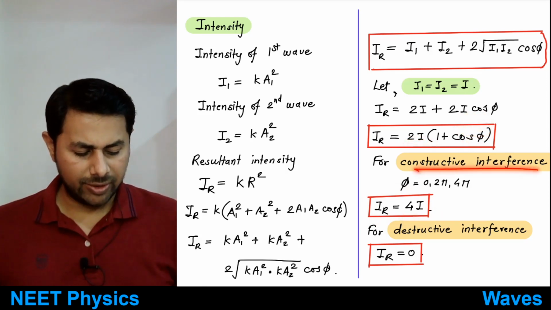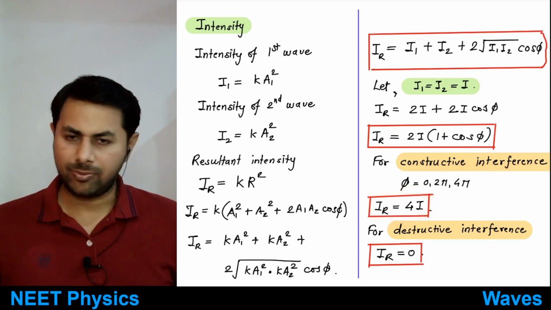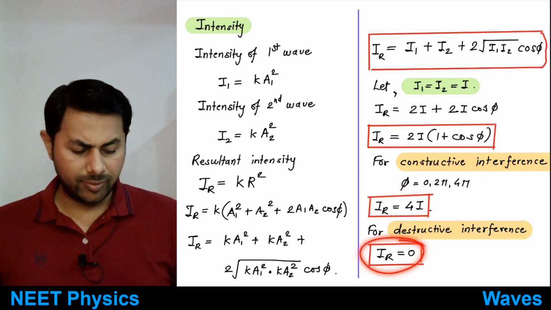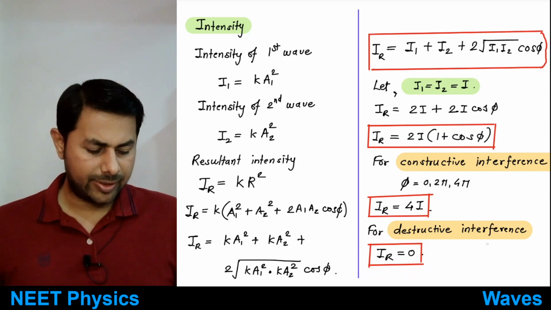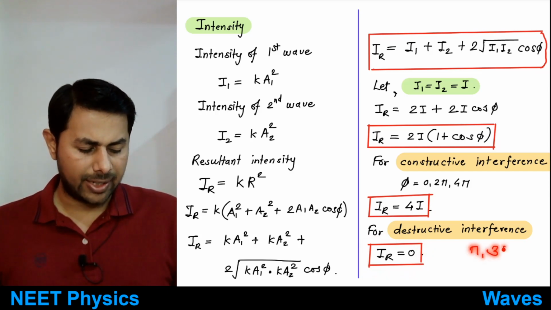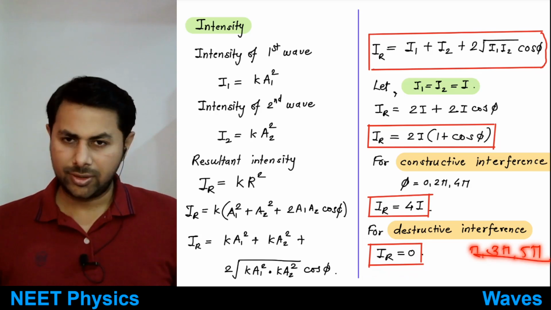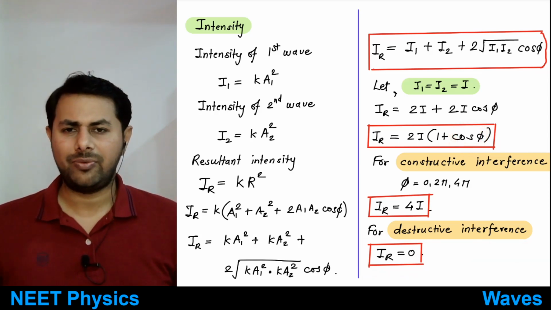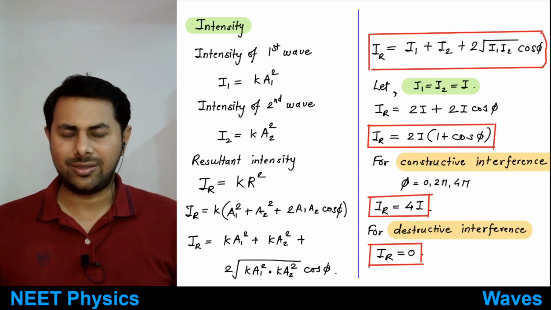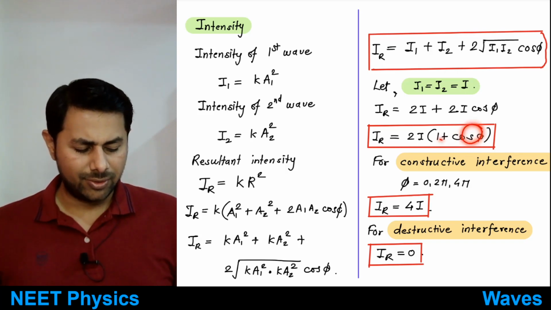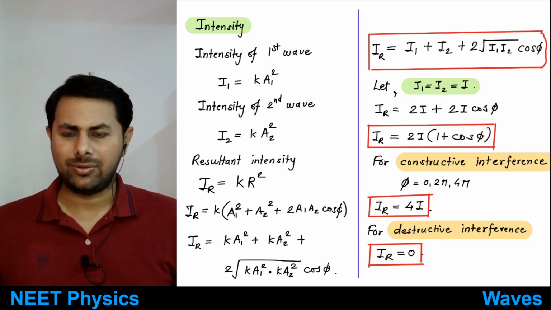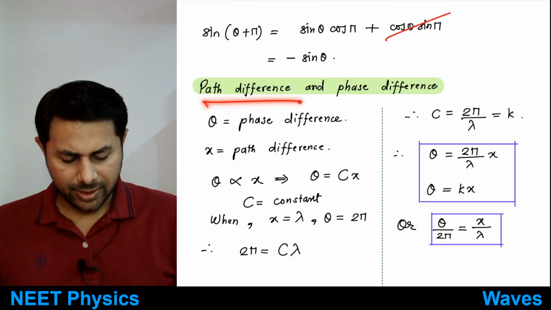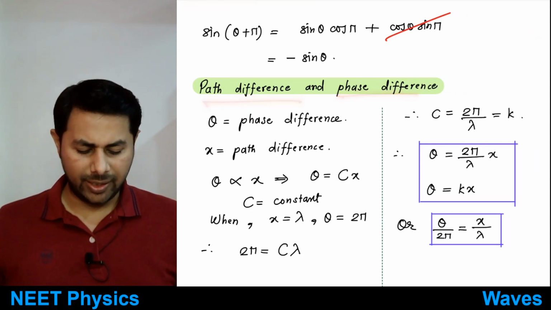Okay, so for constructive interference the resultant intensity is 4I, and for destructive interference it would be equal to 0, because the phase difference would be pi or 3 pi or 5 pi, and so on, right? If you substitute it there, then cos of pi would be equal to what? Cos of pi is minus 1, so 1 minus 1 is 0, so the resultant intensity would be equal to 0. Okay, this is clear.